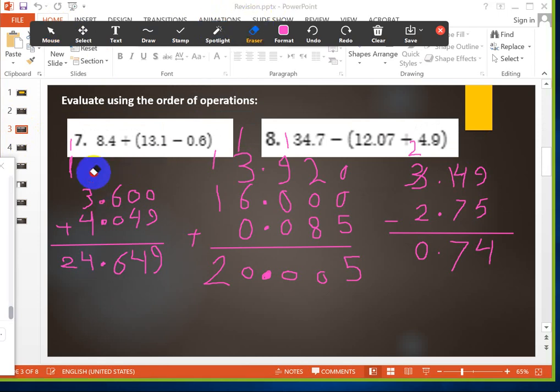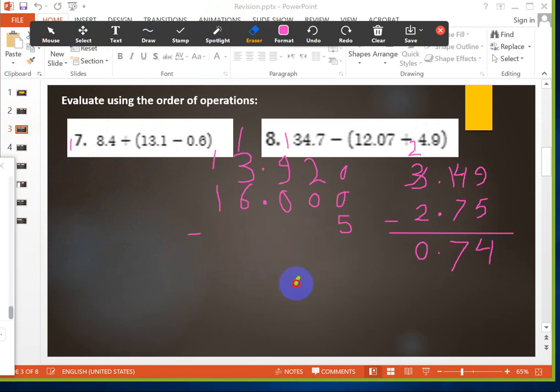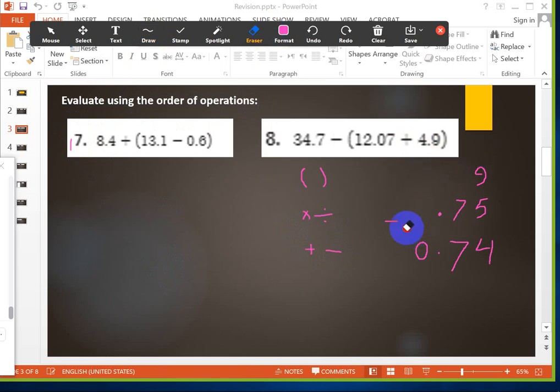Look at this, evaluate using the order of operations. This is the most important thing, how to use the order of operations to find the final answer for this expression. So I will do number 7. Guys, you know the order of operations? First thing, I have to start with parentheses. After that, I have to do multiplication and division. And the last thing, addition and subtraction. You remember that order. You have to follow this order from the left side to the right side.